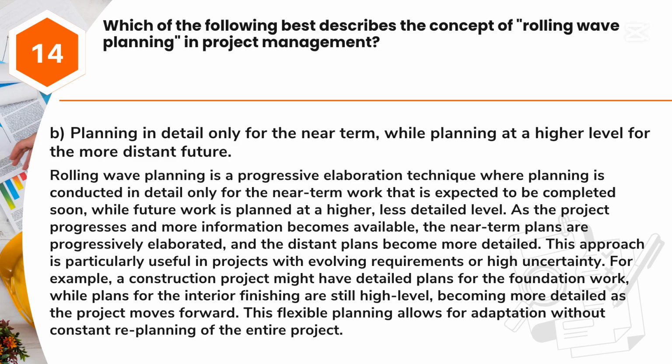Answer: B. Planning in detail only for the near term, while planning at a higher level for the more distant future. Rolling wave planning is a progressive elaboration technique where planning is conducted in detail only for the near-term work that is expected to be completed soon, while future work is planned at a higher, less detailed level. As the project progresses and more information becomes available, the near-term plans are progressively elaborated, and the distant plans become more detailed. This approach is particularly useful in projects with evolving requirements or high uncertainty.